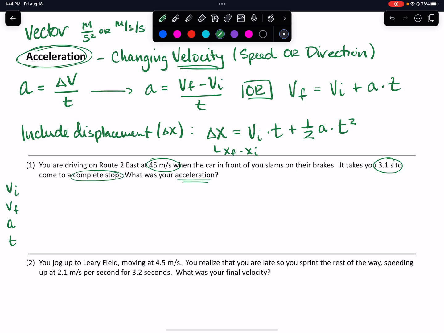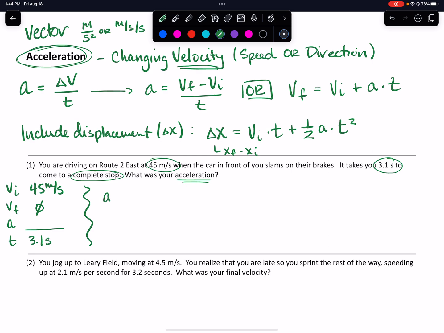What was your acceleration? Our unknown is going to be the acceleration. So that means the other variables must be in the problem somewhere. So I'm driving on Route 2 at 45 meters per second. So that's my initial velocity. The car in front of me slams on my brakes and it takes me 3.1 seconds to come to a complete stop, which means my final velocity must be 0. You need to watch out for those words: complete stop, constant, from rest. They give you clues as to what is happening in the problem.